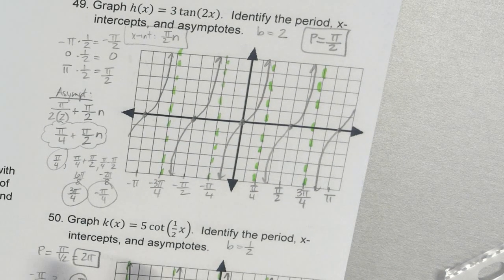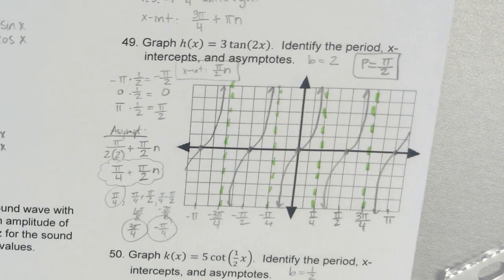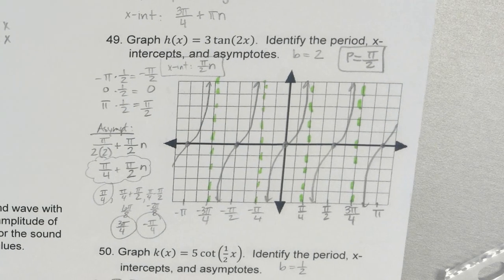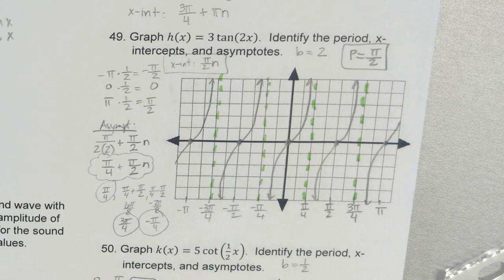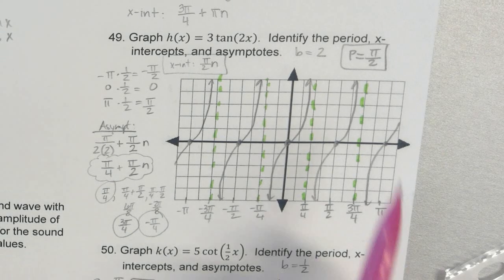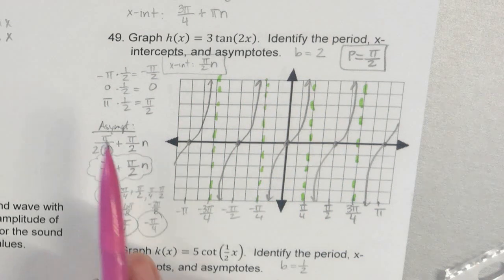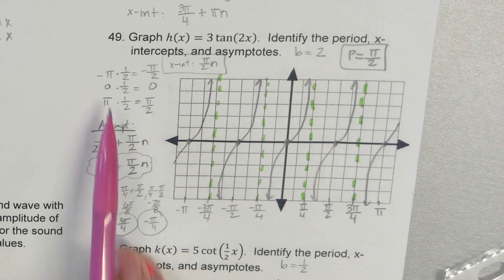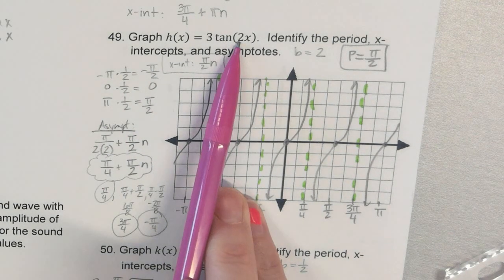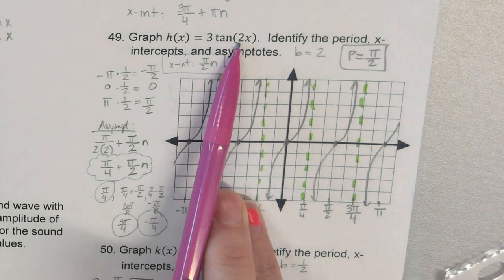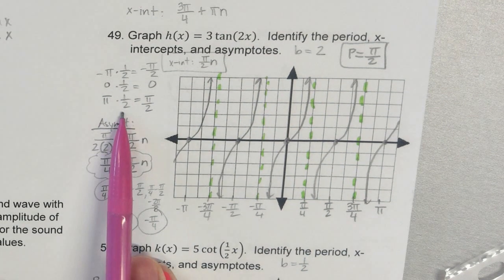Alright, and then 49 is the tangent. So the period is found by doing pi over b. So the period is pi over 2. To do the x-intercepts, remember you take the x-intercepts of tangent and multiply by the reciprocal of b. So if b is 2, you multiply each one by 1/2.